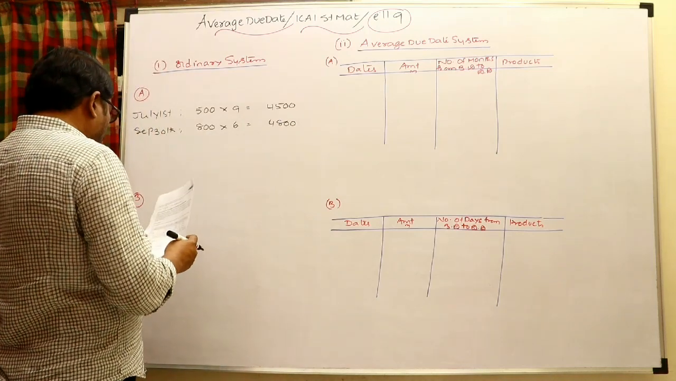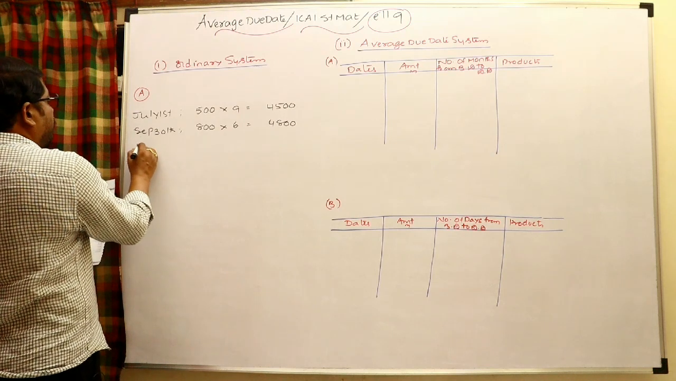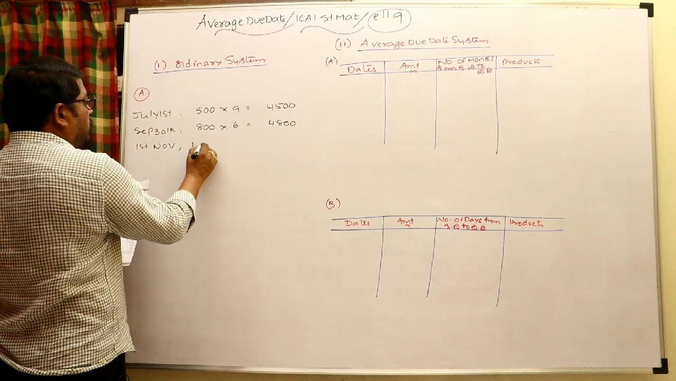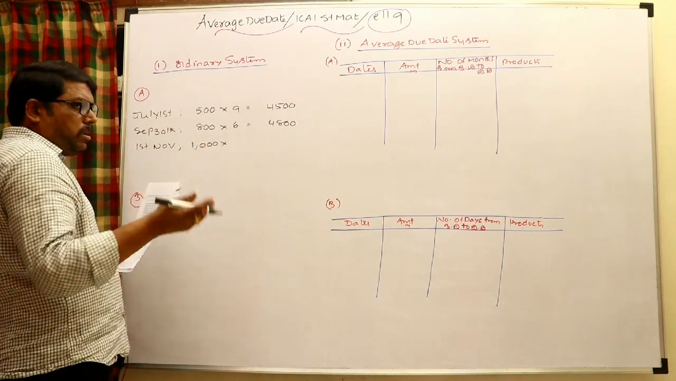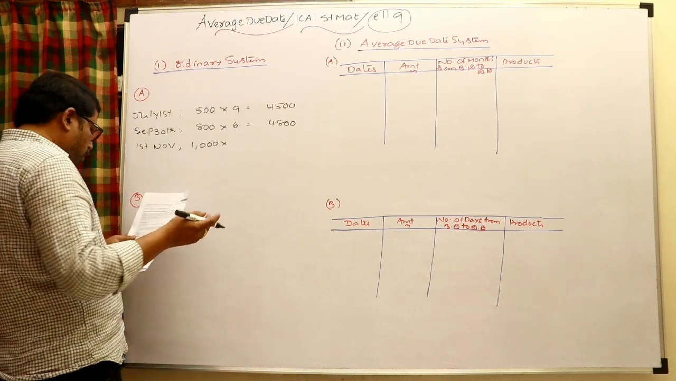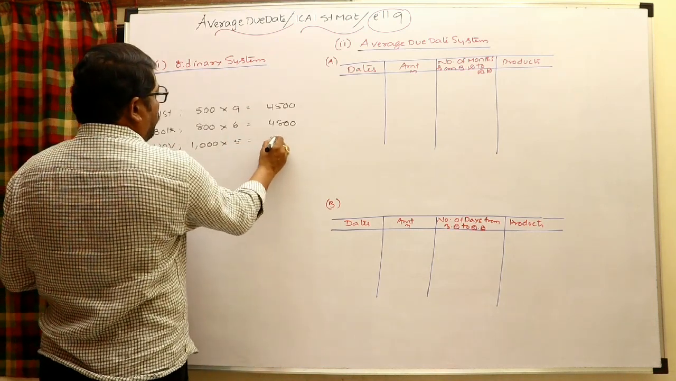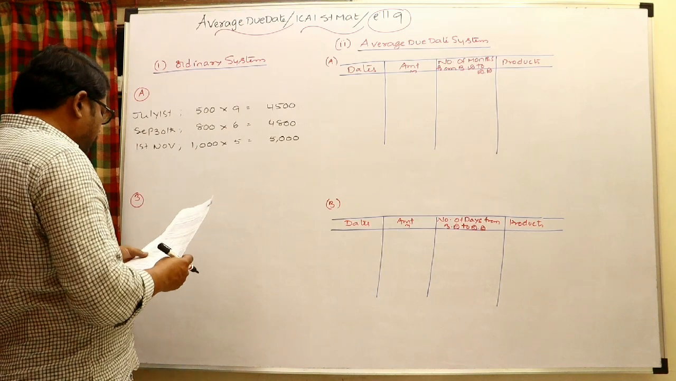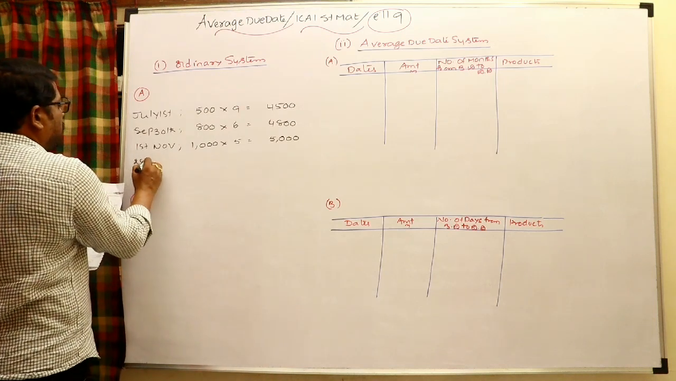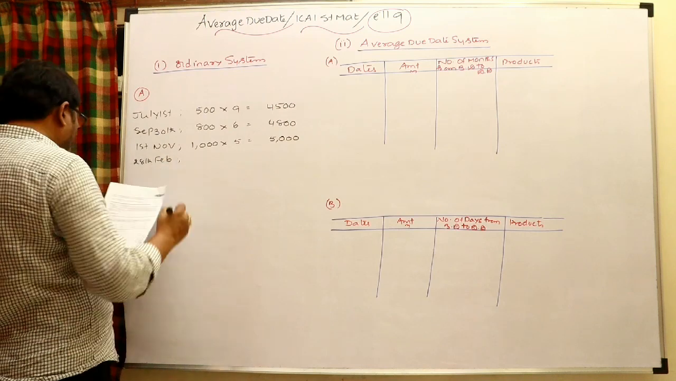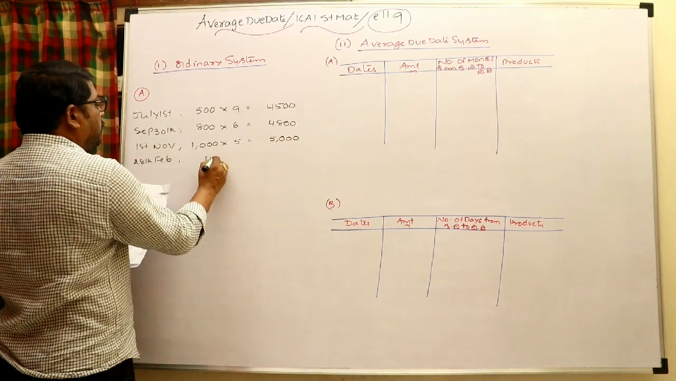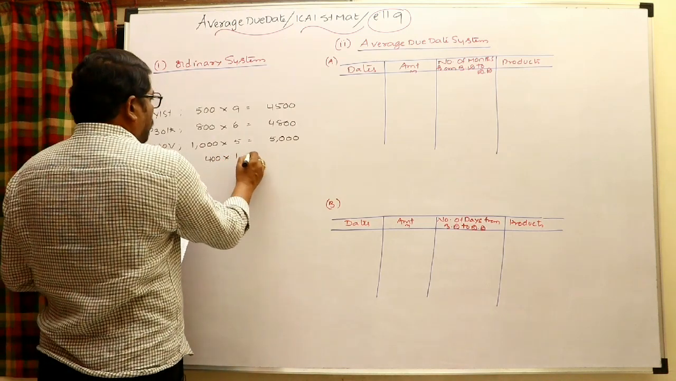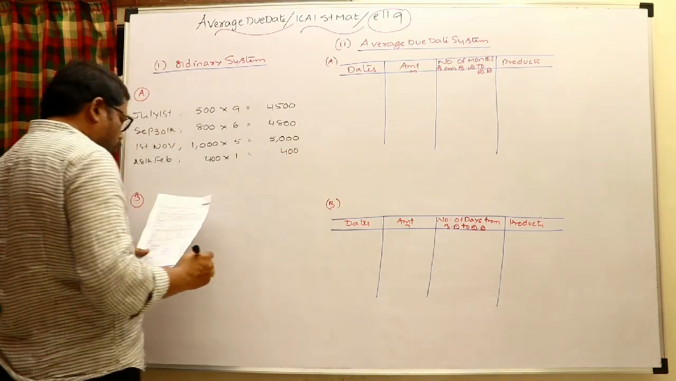4,800 is a product. Another amount is withdrawn on 1st November, 1,000 rupees. November, December 2 months, January, February, March 3 months, totally 5 months, so the product is 5,000. Next, on 28th February, amount withdrawn 400, and there is only the month of March, so multiplied with 1 month, the product is 400.